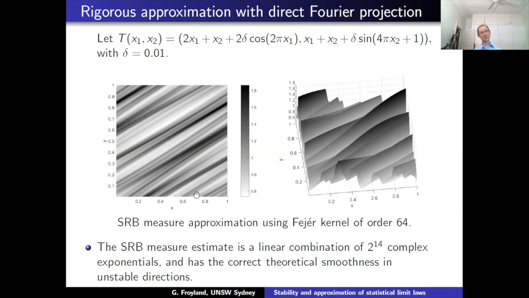Of course, you should be rough in the orthogonal directions here, but there's a limit to how much roughness you can get, because this is some linear combination of 2 to the 14 complex exponentials. So you're simply limited by how irregular you can be.